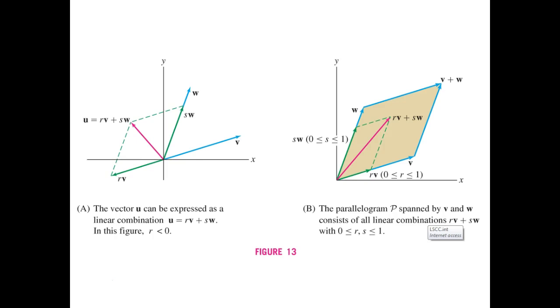Plus any multiple of w. And again, that could be something less than 1, greater than 1, or negative. They showed something positive but less than 1. So this would be your s w here. You scale that one down, and you reverse the direction and scale it down for v. Well, what would be the u vector, which would be that linear combination of v and w, r v plus s w? That would be this vector here.